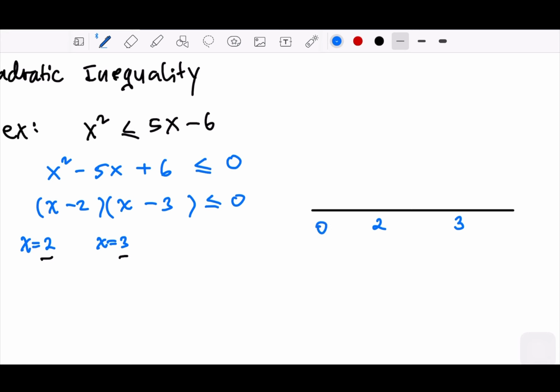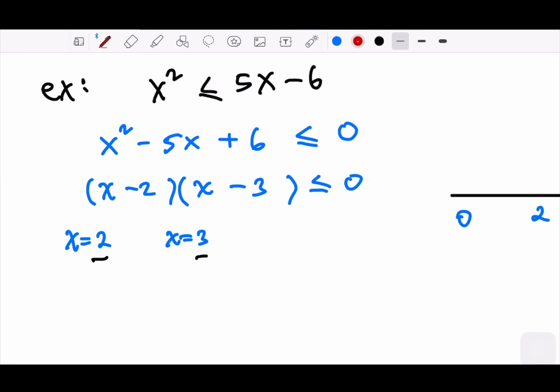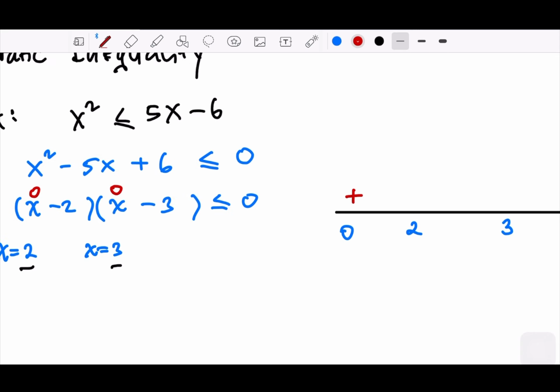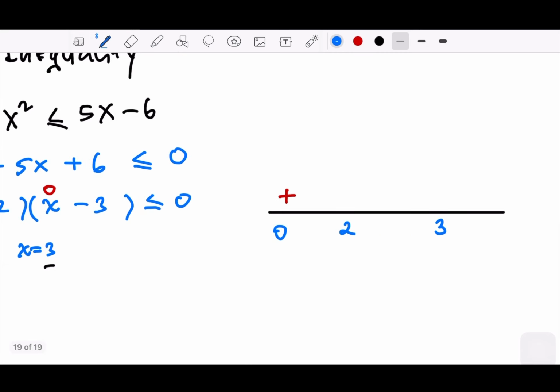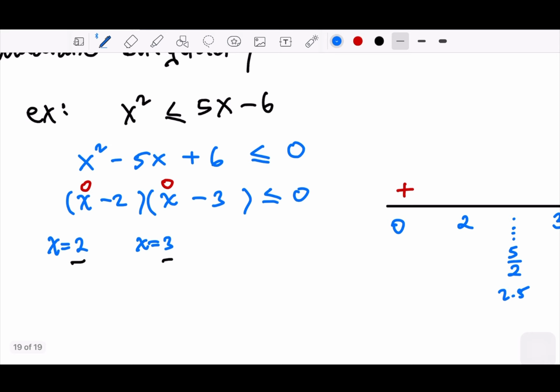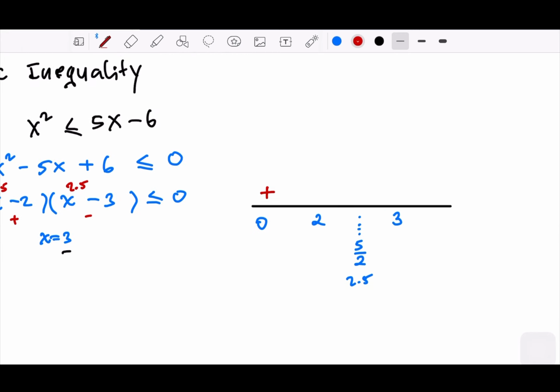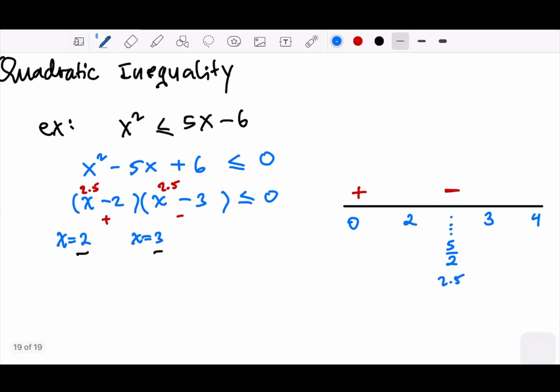So we can check 0 if you want. Put 0 in the equation. If you put 0 here, it will be minus and minus, so it will be positive. Also, we could check in between 2 and 3, maybe 5 over 2, or 2.5. We check 2.5. Okay, 2.5. This will be a positive, this will be a negative, so it will be negative. And then maybe the other one is 4. Let's check 4. Okay, 4, it's all positive, right? It's all positive.